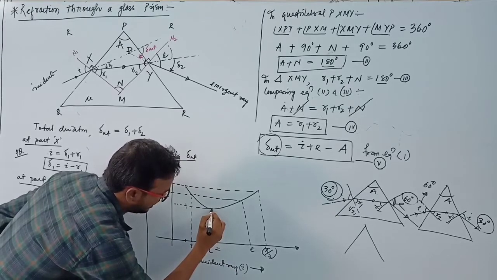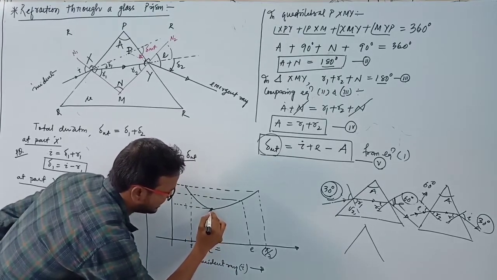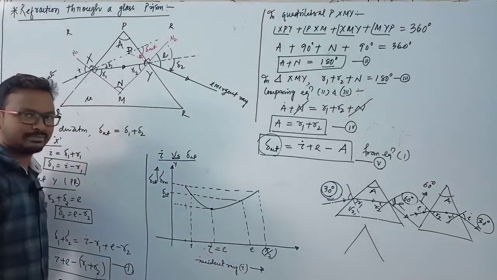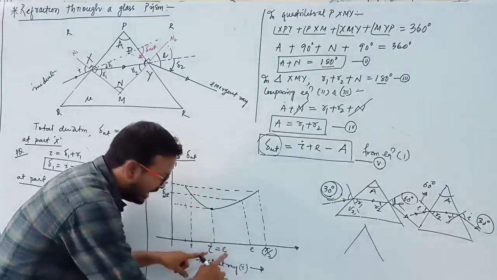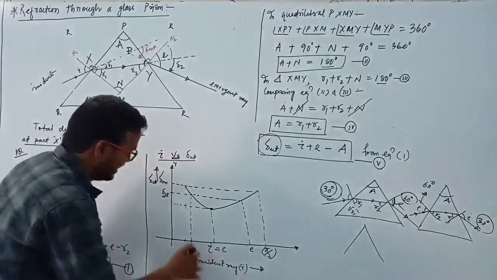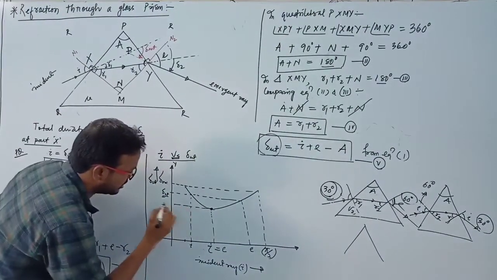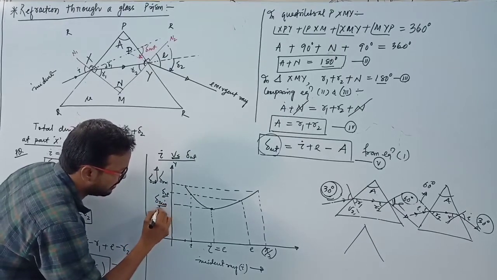if we draw a tangent at that point, then the angle of incident and angle of emergent lie at one point. That means when the angle of incident is equal to the angle of emergent, then we get a deviation through the prism, and the deviation is known as minimum deviation.